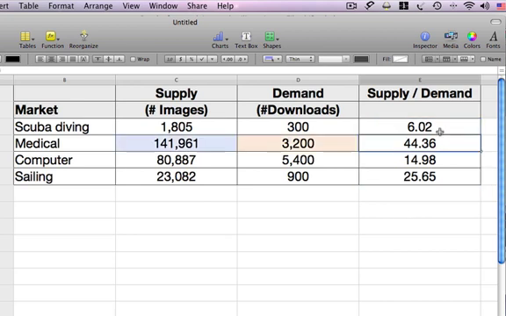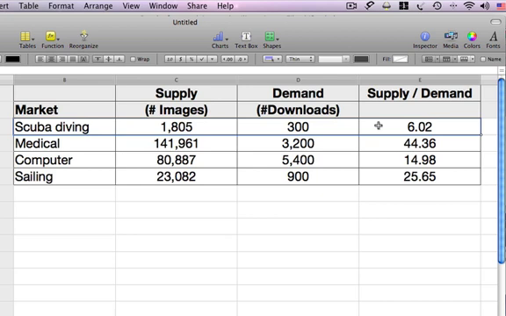So this will give us a pretty good idea on how competitive a market is. And the lower the number is, the less competitive it is. If you have a very high number, it also means it's a very highly competitive market. So we are going to look for low numbers here. And we can see that scuba diving has the lowest number and medical has the highest number. So in this case we will select scuba diving as our main market.